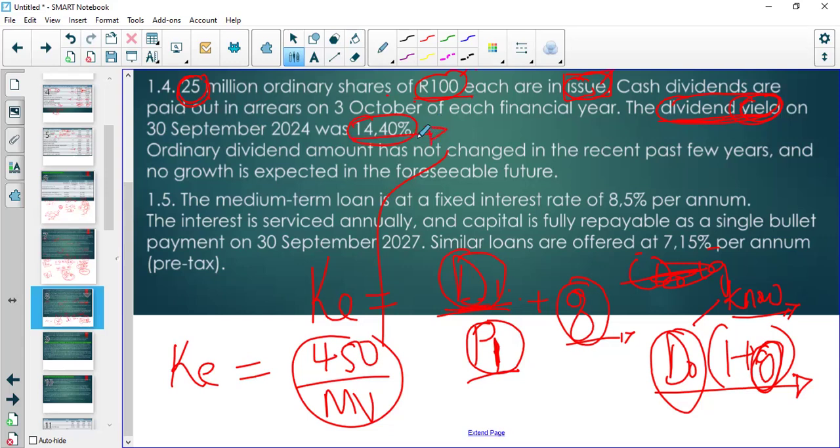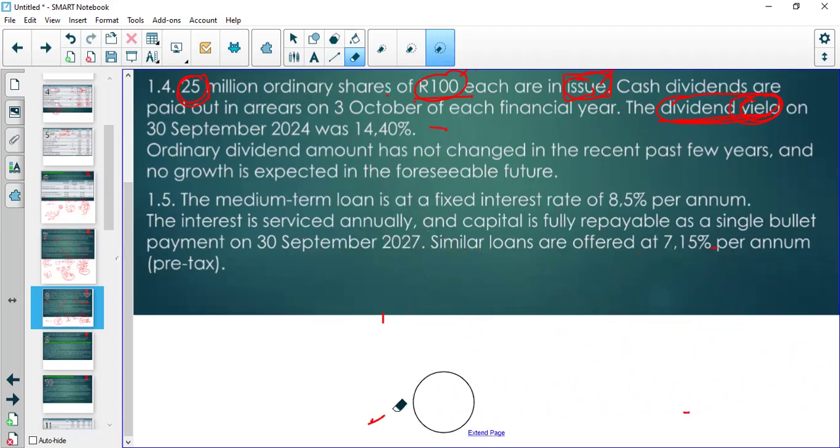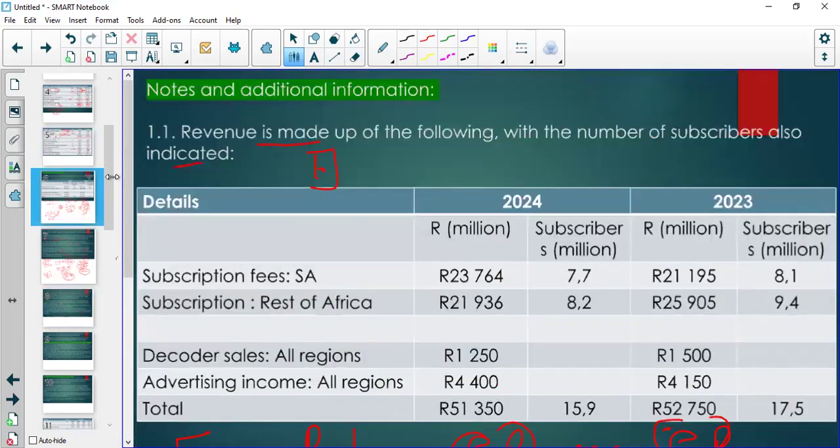So that's going to be your cost of equity, and you're going to use that in your determination of your work.